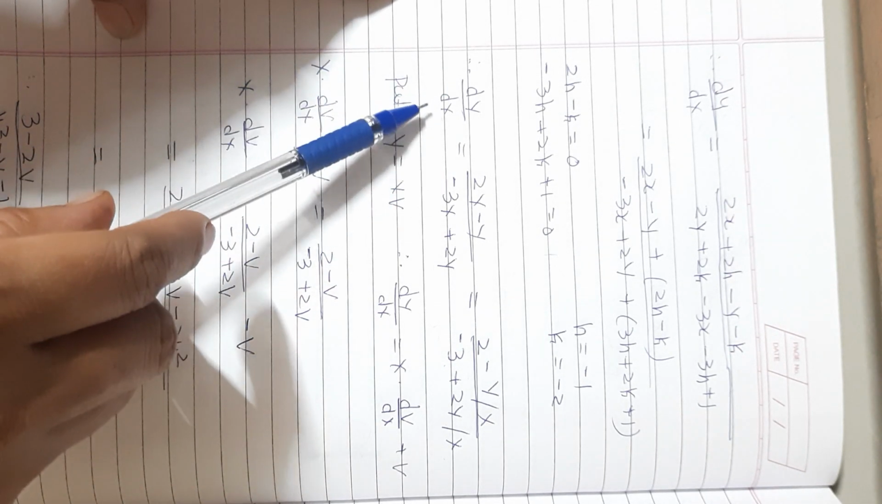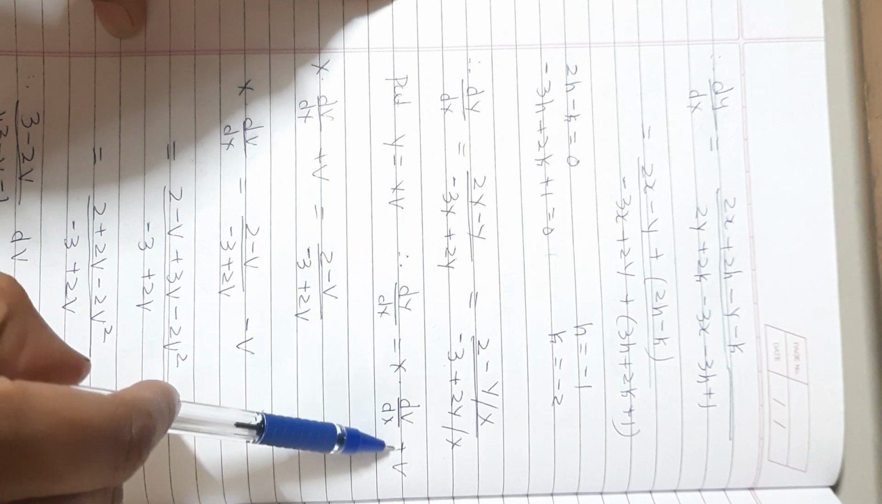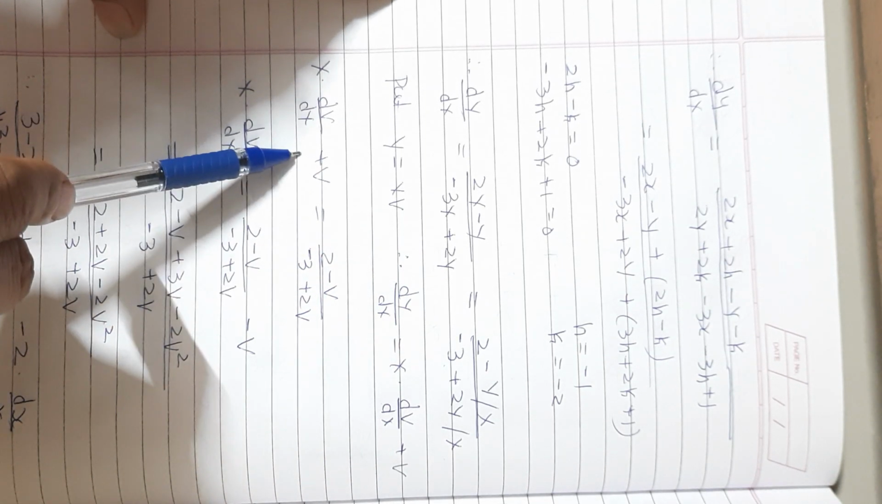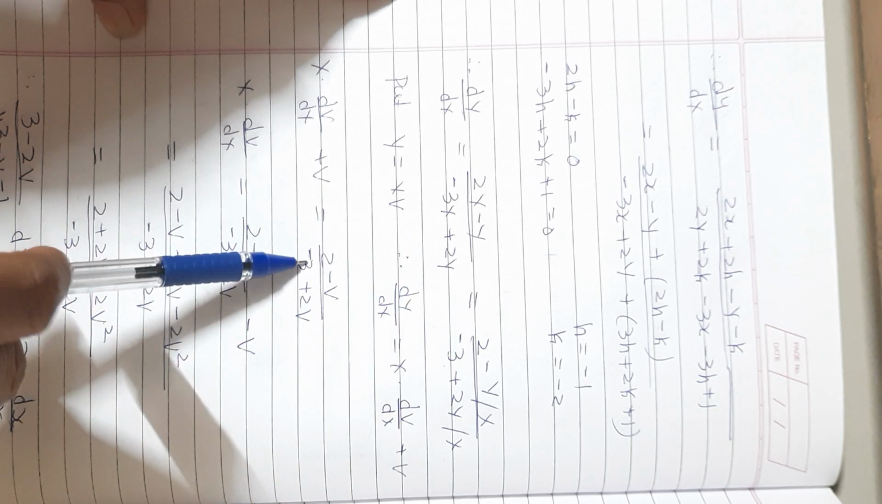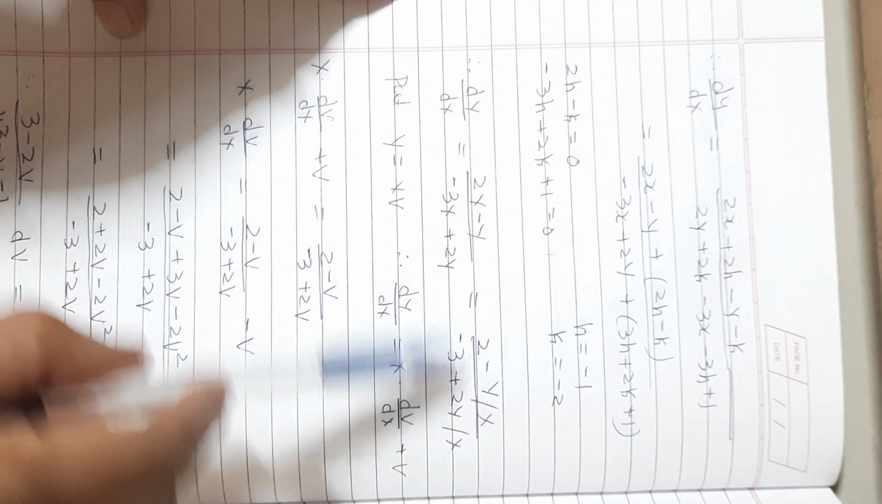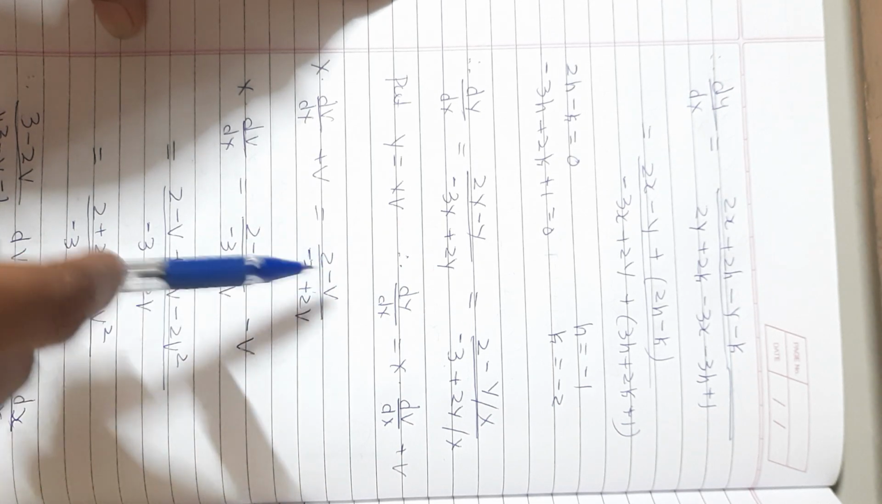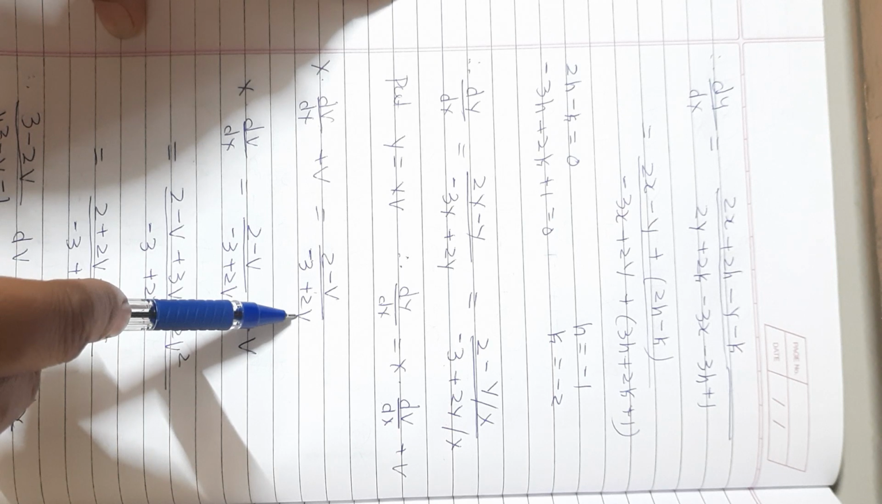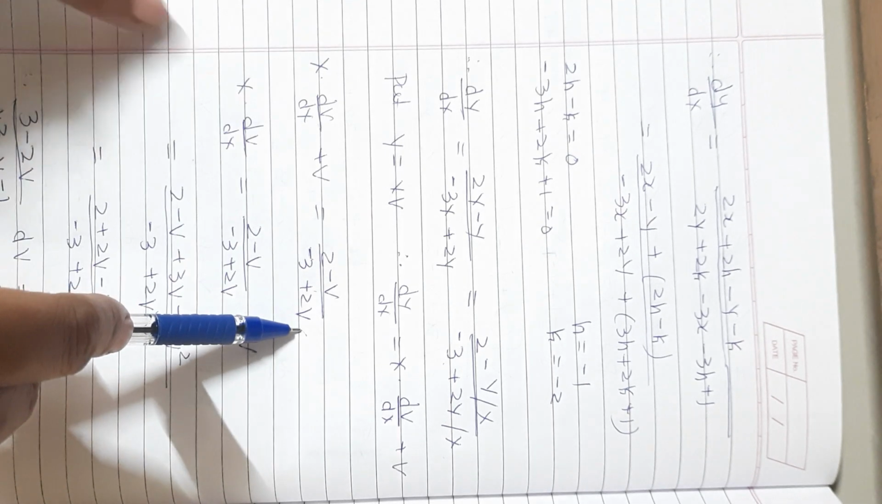Therefore, putting the value of dY by dX, that is X into dv by dX plus v, in here, and in 2 minus Y upon X, we are substituting Y upon X is equal to v. Therefore, 2 minus v upon minus 3 plus 2v. Now this is the variable separable form.